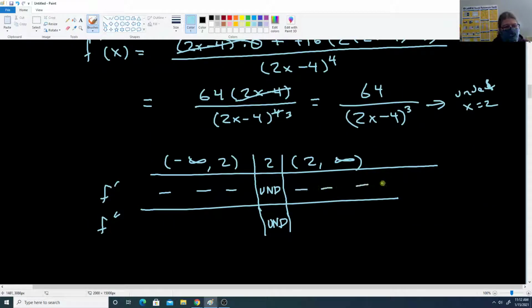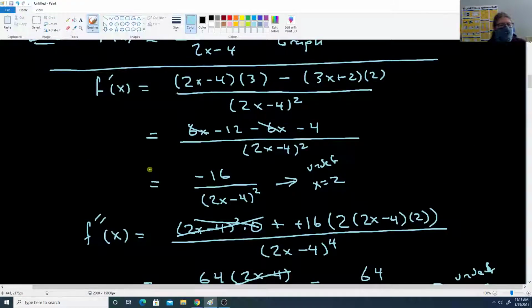So we get that. For f double prime, I'll put 0 in. I'll get positive 64 over negative 4 cubed. Negative 4 cubed is negative. So it's positive over negative, so we're negative. And when I put 3 in, see, 2 times 3 is 6. 6 minus 4 is 2. 2 cubed is positive. 64 is positive, so we're positive over here.